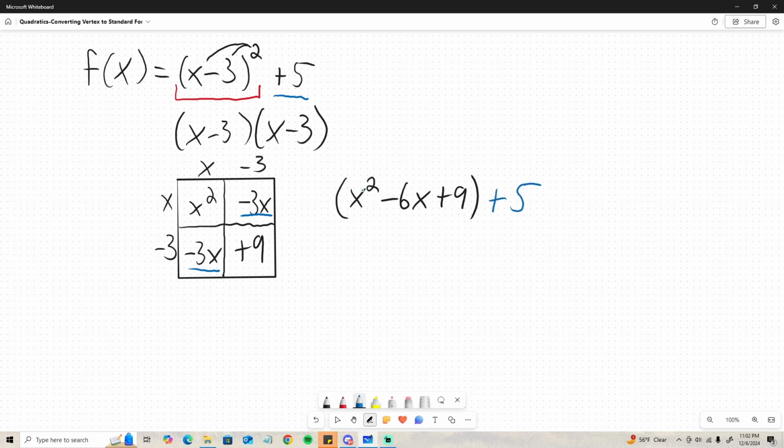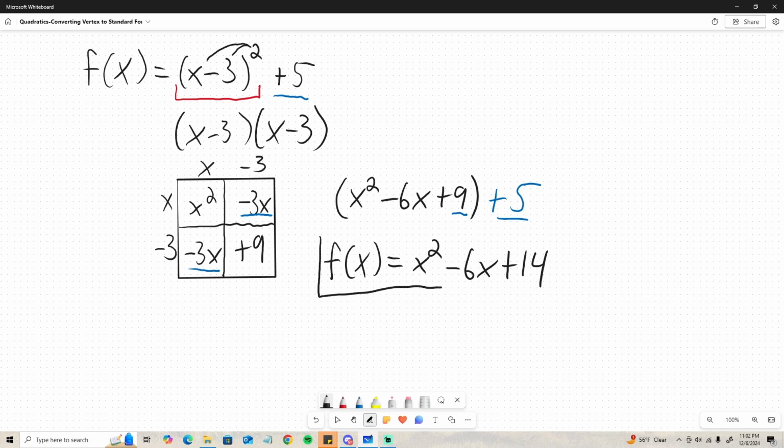Now from here, I'm just going to combine like terms. My two like terms being 9 and 5. So my final equation is going to end up being f of x is equal to x squared minus 6x plus 14. This would be our final answer.